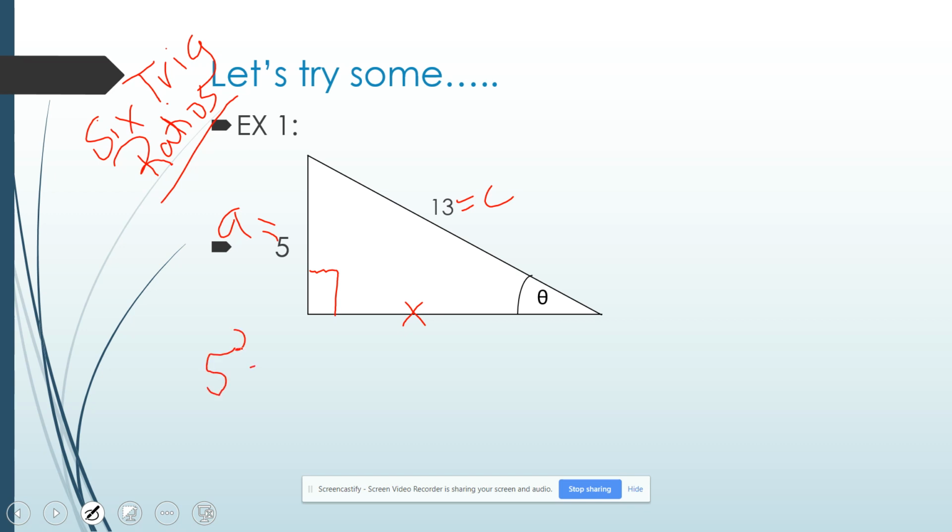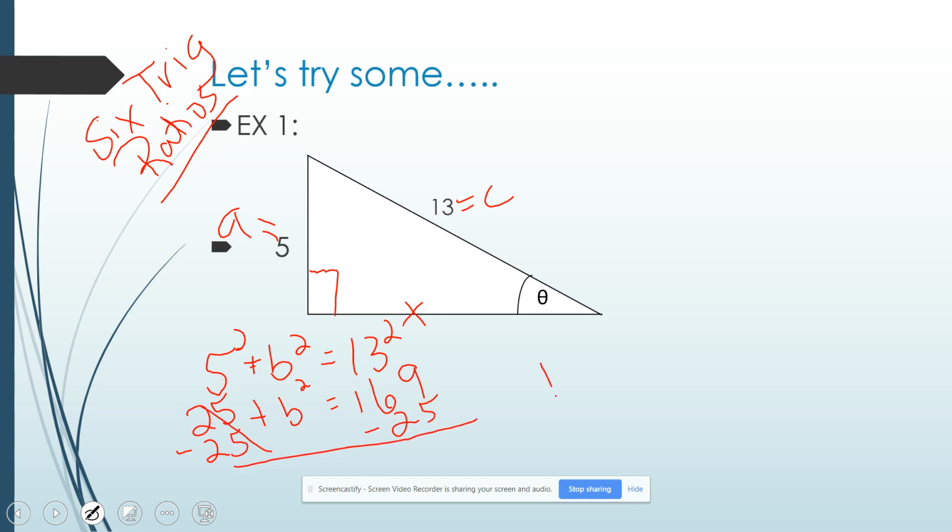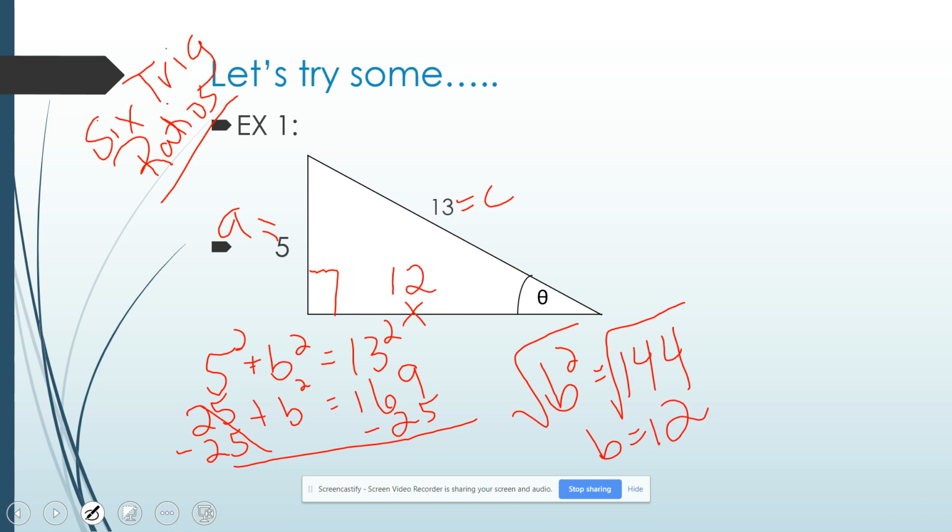So I have 5 squared plus B squared is equal to 13 squared. That's 25 and 169. I'm going to subtract 25 from both sides. B squared is 144. Take the square root, and we get B is 12. So our missing side is 12.